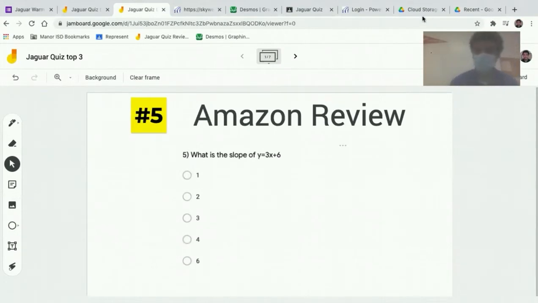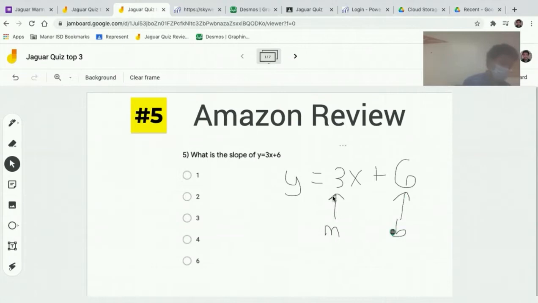First, we'll review this one here. So what is the slope of y equals 3x plus 6? So we can see on here, and write this on your paper. So the equation is y equals 3x plus 6. So write that equation down and then we'll label. So this 3 is our m, 6 is our b.